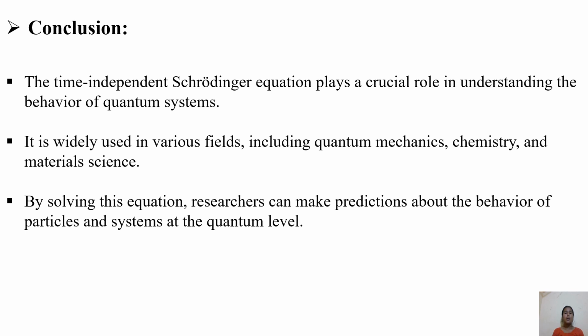Conclusion. The time independent Schrodinger's equation plays a crucial role in understanding the behavior of quantum systems. It is widely used in various fields including quantum mechanics, chemistry and material science. By solving the equation, researchers can make predictions about the behavior of particles and systems at the quantum level.